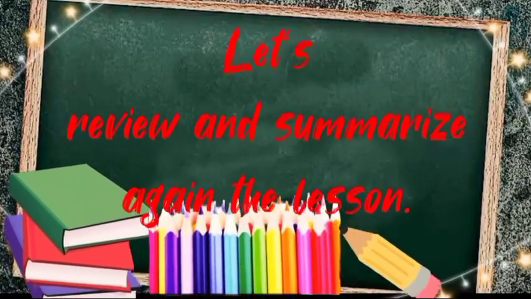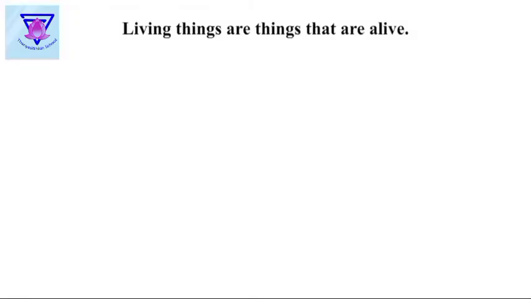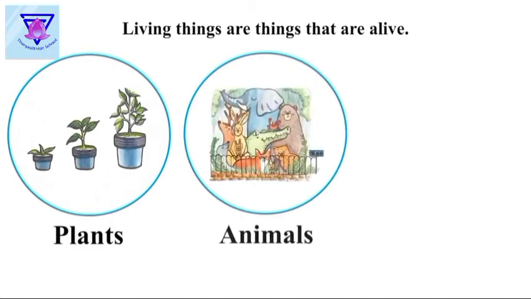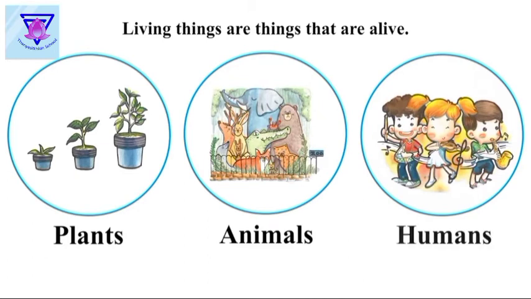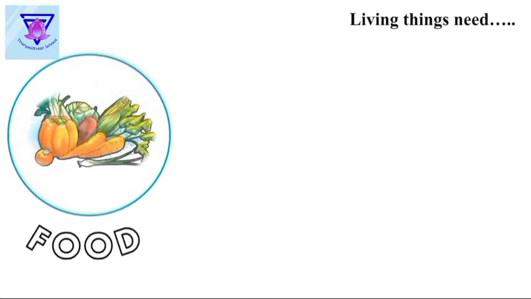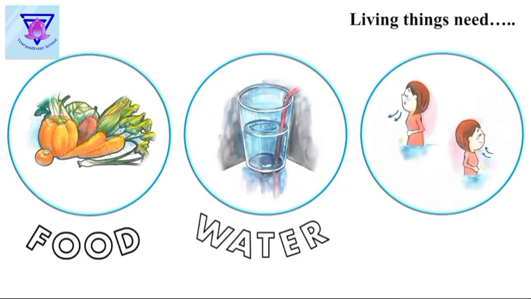Let's review and summarize the lesson again. Living things are things that are alive: plants, animals, and humans. Living things need food, water, and air to stay alive.